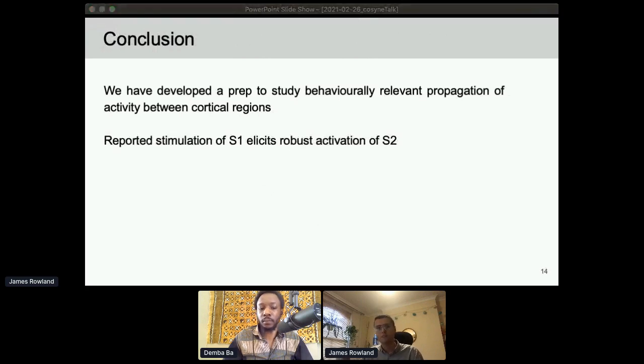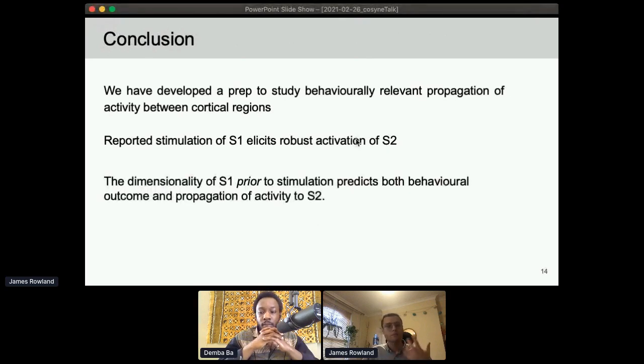So to sum up, we've developed a prep to study behaviorally relevant propagation of activity between cortical regions. Reported stimulation of S1 elicits robust activation of S2. And the dimensionality of S1 prior to stimulation predicts both behavioral outcome and propagation of activity to S2.